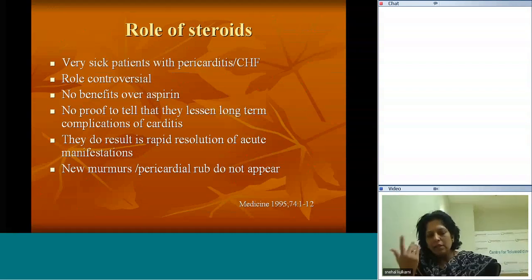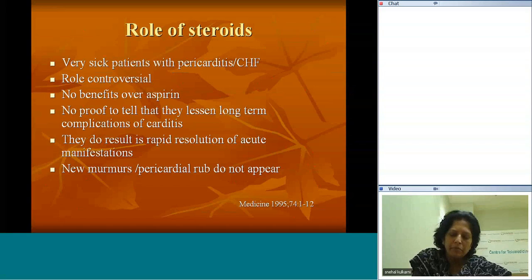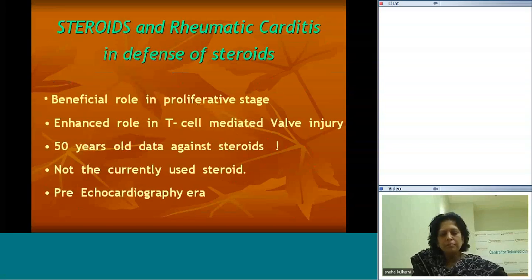So the recommendation was it still can be used in very sick patients with pericarditis or significant congestive heart failure. But again, there were no significant benefits over aspirin. No proof to tell that they lessen long-term complications of carditis. The only thing that happens is that they definitely do result in rapid resolution of acute symptoms, and new murmurs or pericardial rubs do not appear when patients are on steroids.